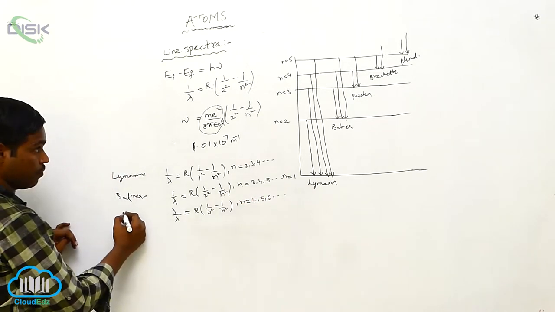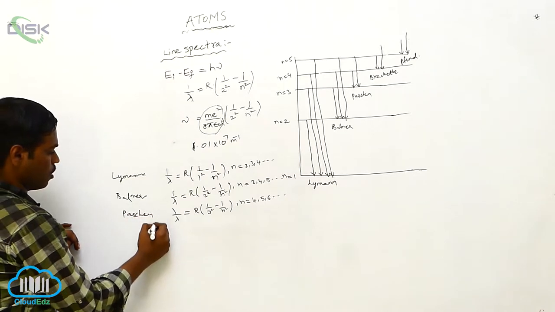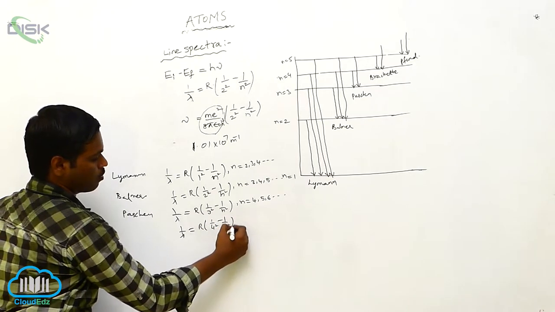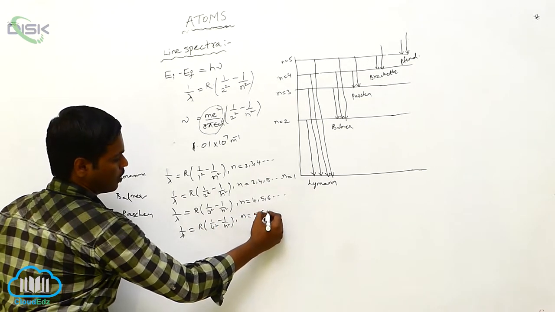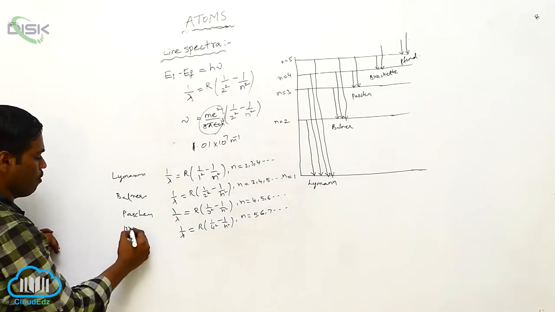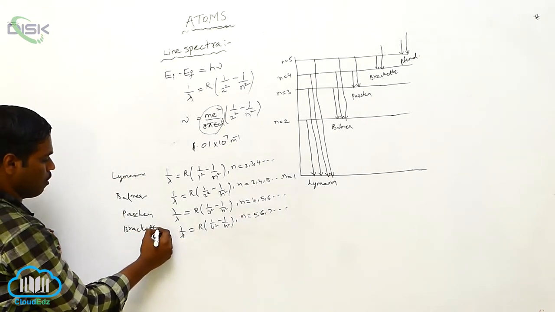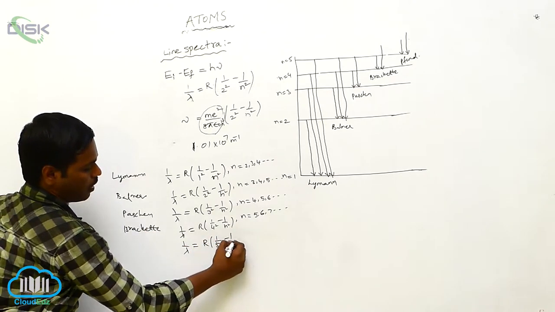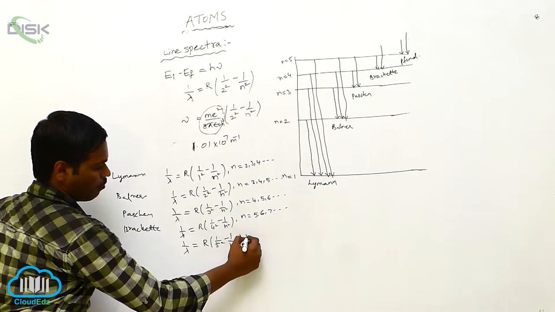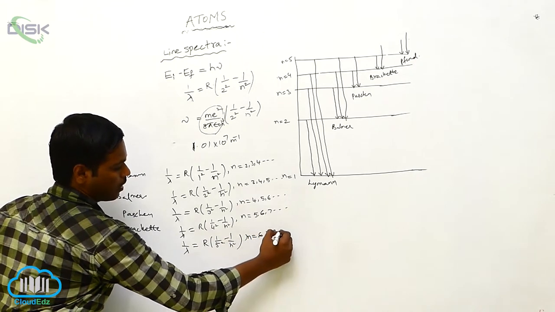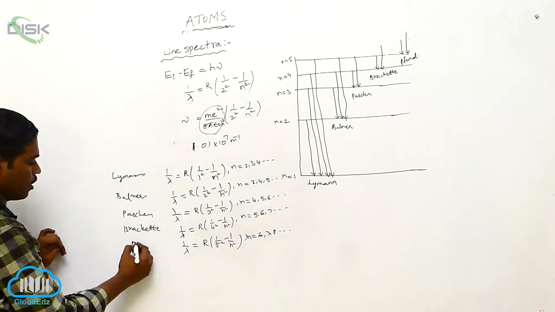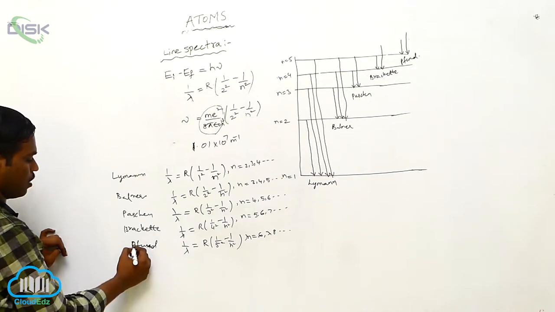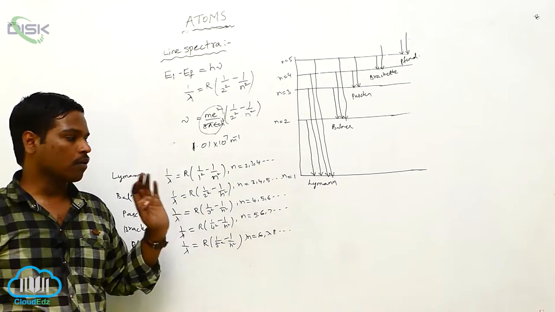This is the Paschen series. 1 by lambda is equal to R into 1 by 4 square minus 1 by n square, n is equal to 5, 6, 7 and so on. This is the Brackett series. And 1 by lambda is equal to R into 1 by 5 square minus 1 by n square, where n is equal to 6, 7, 8 and so on, we get the Pfund series. These are the different spectral series for the hydrogen atom.